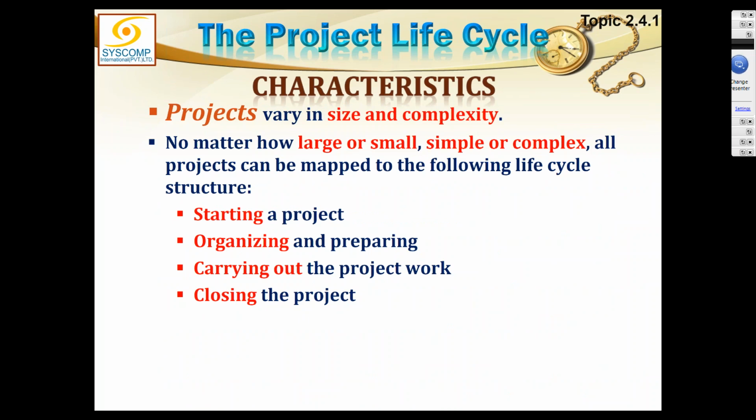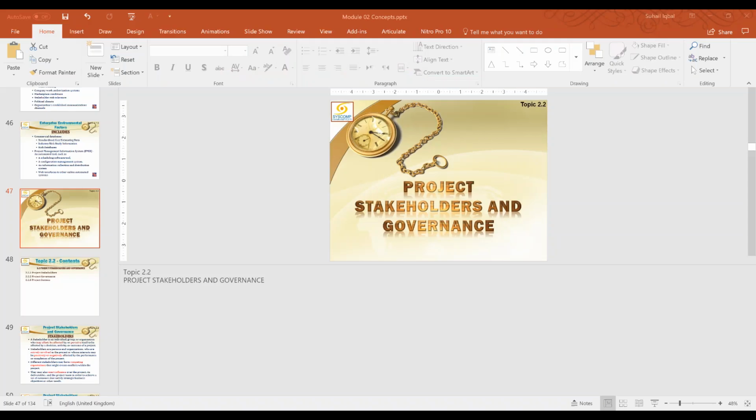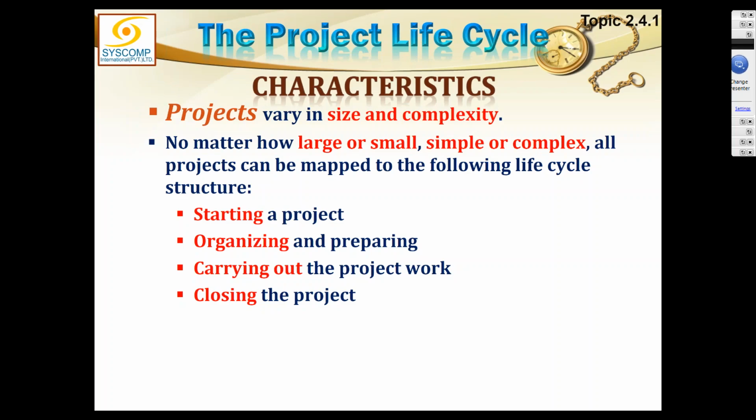Projects vary in size and complexity. No matter how large or small, simple or complex, all projects can be mapped to some kind of life cycle. Just for your understanding, the life cycle I'm going to show you is not the classical life cycle applicable to all types of projects in the world. But just for the heck of it, we are saying there are 4 phases in your project, and let us call them starting, organizing, carrying out and closing.